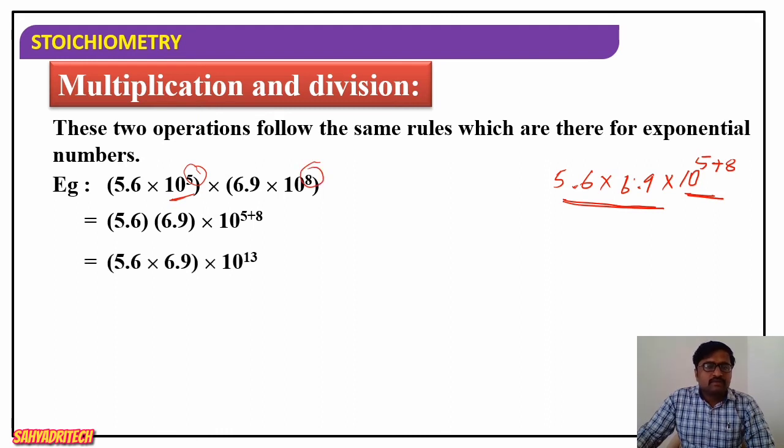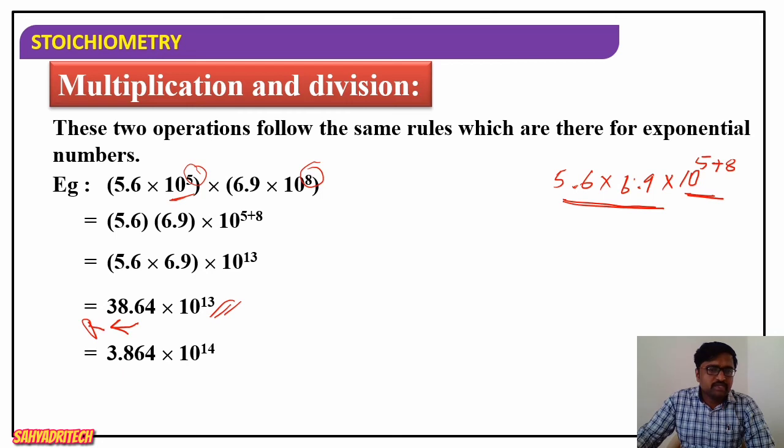Well, if you look for the answer, it is 10 raised to 13. And 5.6 into 6.9 is 38.64, so 38.64 into 10 raised to 13. Then again, see here, we are moving the decimal point. We have to get the answer in the form of scientific notation. Therefore, we are moving the decimal point towards which side? Towards the left side. How many positions? One position is moved, so that we are getting 3.864. Now, what about the exponent? By moving one position, the exponent increases by one factor. So, 10 raised to 14.